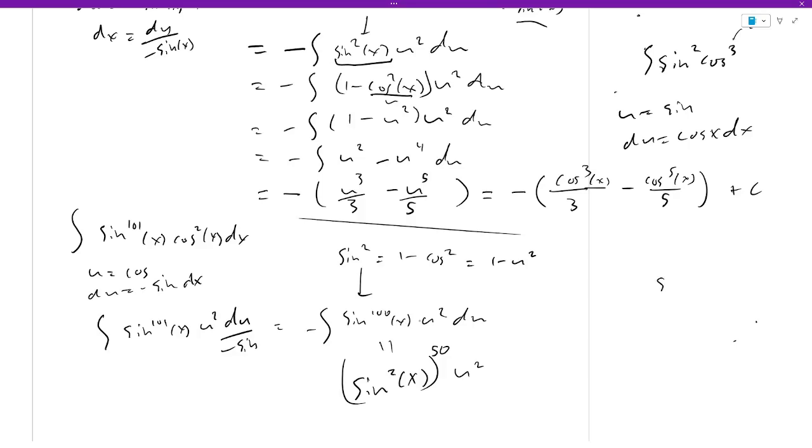Like if it's sine to the 101, I could maybe split that as sine times sine to the 100, which would maybe be sine times sine squared to the 50. So I could still do that part, but I have this extra sine here, which doesn't work, it turns out. But when it's exactly an even power, I can directly factor it as sine squared 50 times. And now we're happy, because this is 1 minus u squared to the 50.